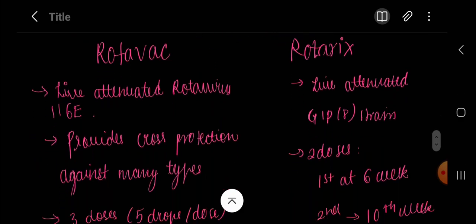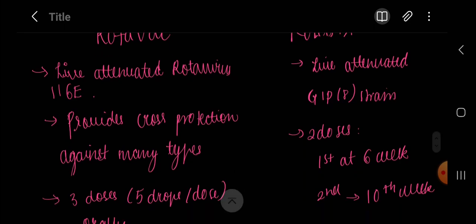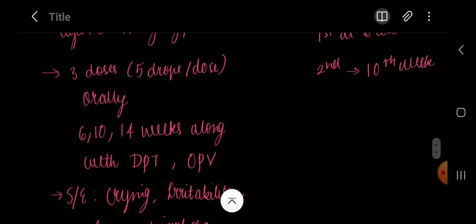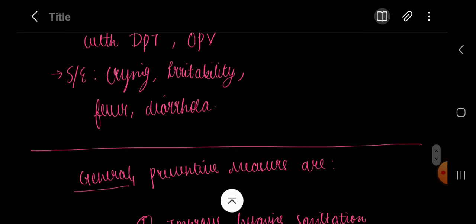Rotavac consists of live attenuated rotavirus 116E, and it also provides cross protection against many types. Dosing is 3 doses, 5 drops per dose. It is given orally on the 6th, 10th and 14th week along with the DPT and OPV vaccines. DPT is diphtheria, pertussis, tetanus. OPV is oral polio vaccine. Side effects may be crying, irritability, fever and diarrhea.